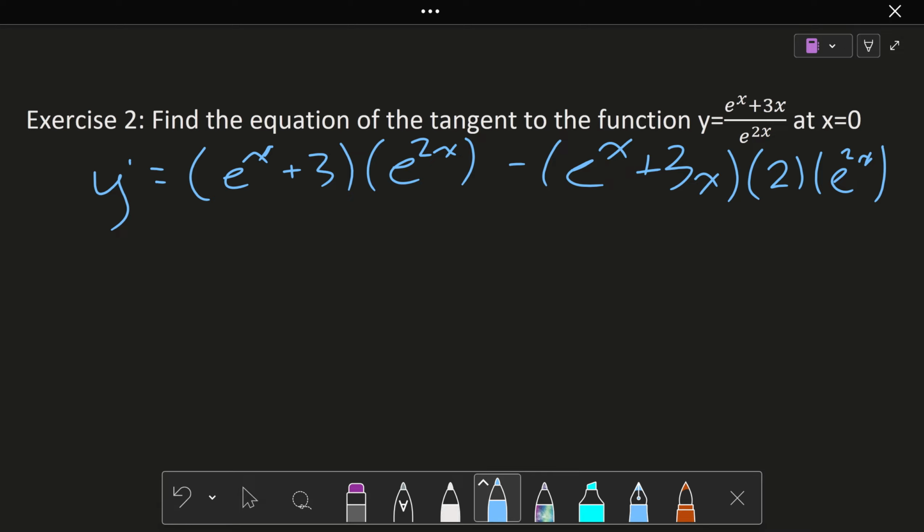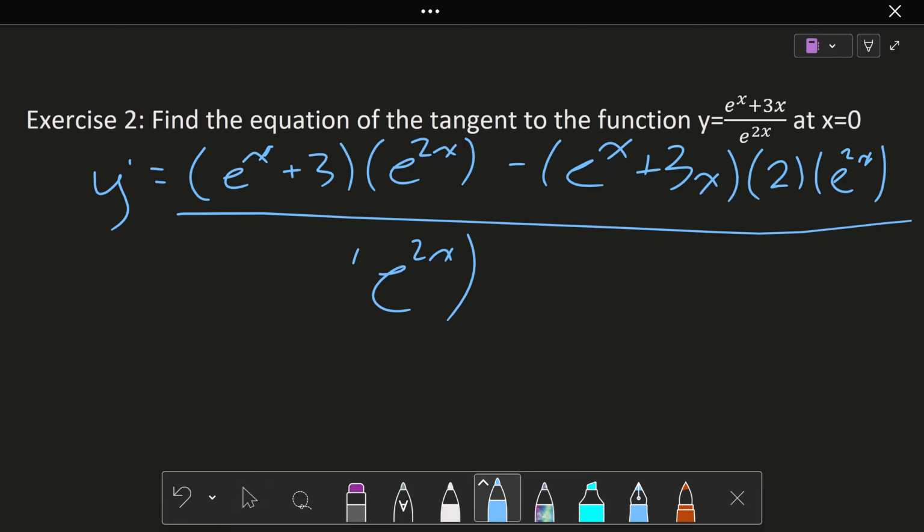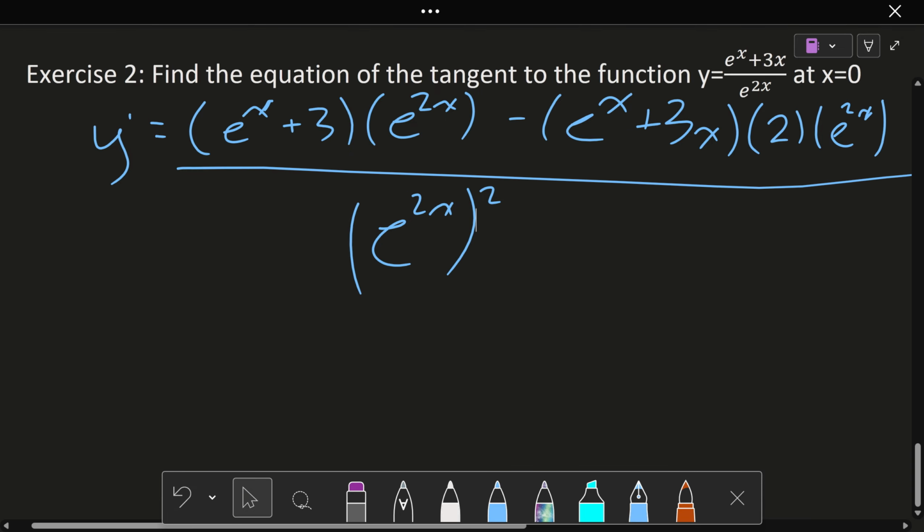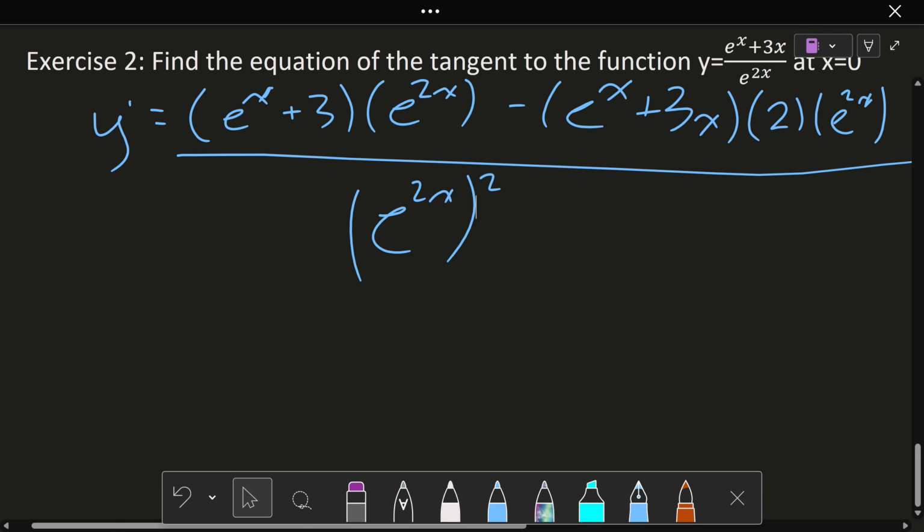So that's an x up there, and then all over e to x squared. We could try to simplify this down, but I just want to solve this when x is equal to 0. So yes, I could simplify this down. Do I need to? No, because the key is my x is equal to 0.